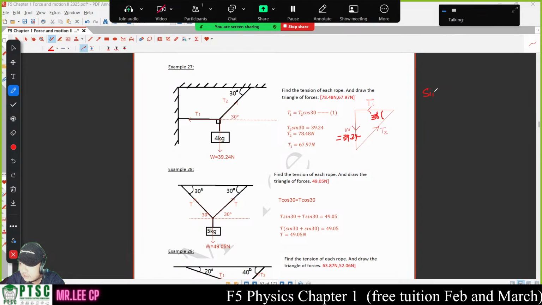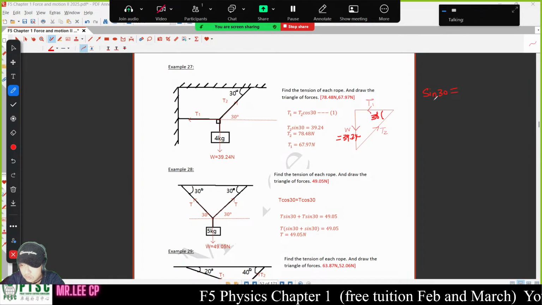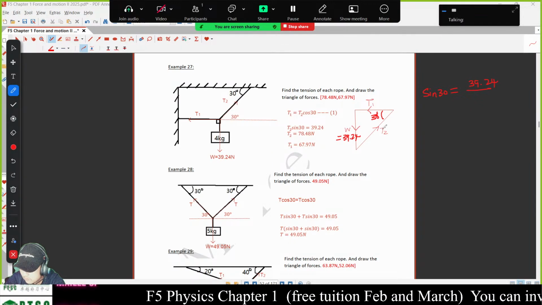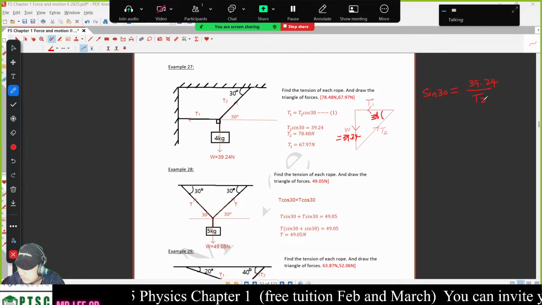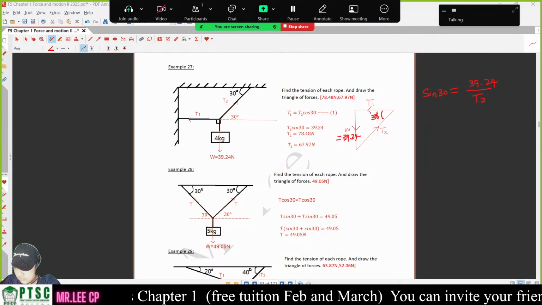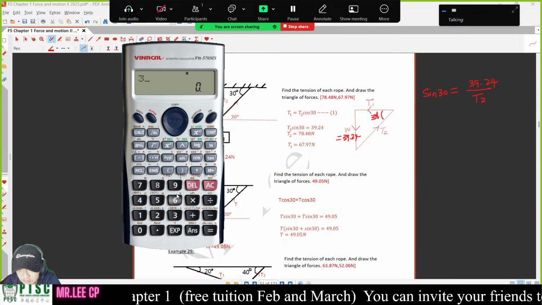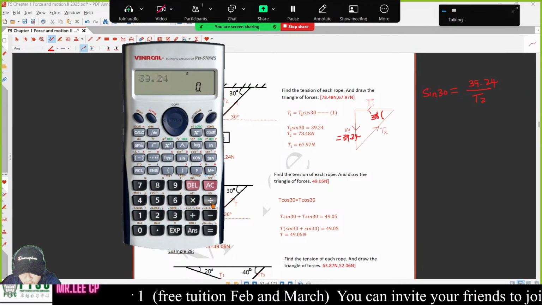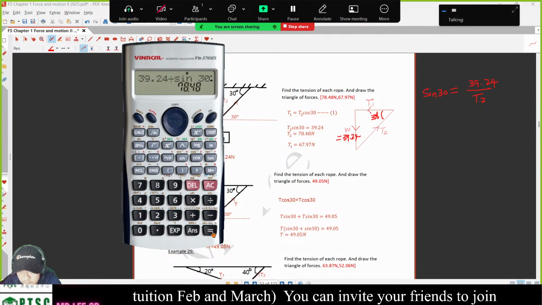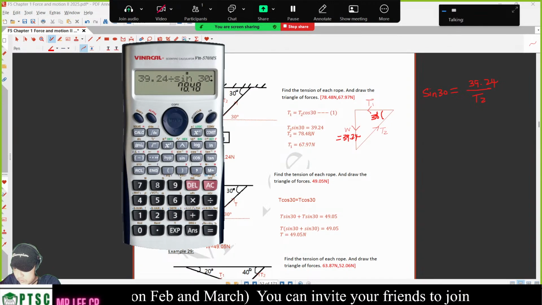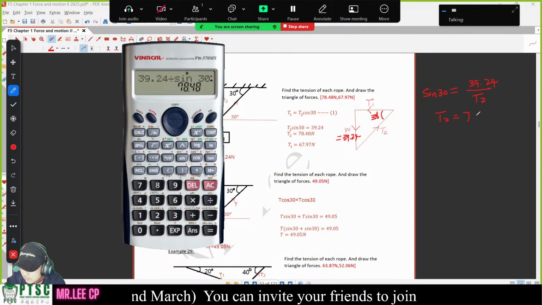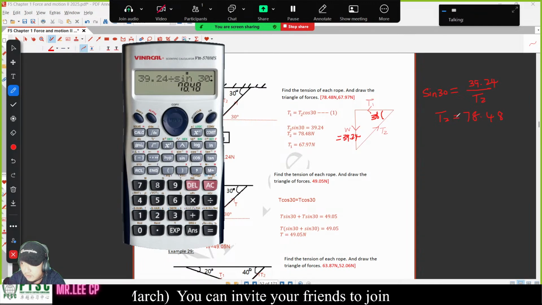Right? Sine 30 is equal to opposite. Opposite is 39.24 over hypotenuse. Hypotenuse is T2. Right? This one goes up, this one goes down. So T2 is 39.24 divided by sine 30. Okay, you got T2 is 78.48, right? How about T1?